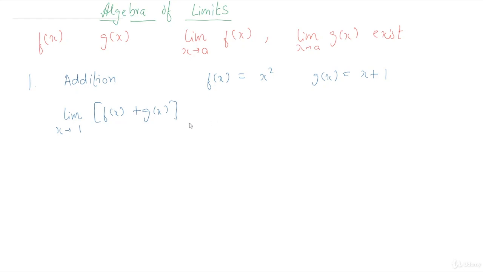So how can we evaluate the limit here? We assume that this limit exists at x equal to 1 and this limit also exists at x equal to 1. So we can just break up these two limits according to the addition rule. This will be limit x approaches 1 f of x plus limit x approaches 1 g of x. So we are splitting in the form of addition. This will be 1 squared, which is 1, plus, as x approaches 1, g of x will approach 2, so the answer is 3. This is the basic example of the addition of limits.